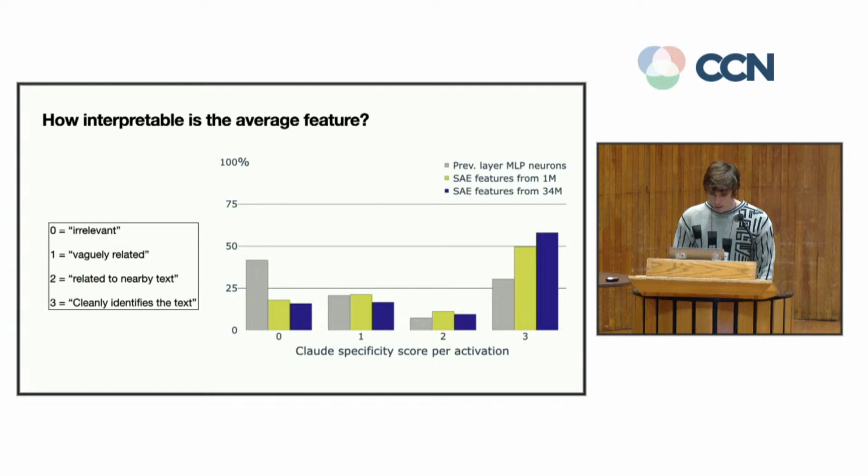If you're a careful listener, you might realize that this test measures the specificity of the features, but not their sensitivity. It tells you, when a feature activates, does the text have something to do with the interpretation? It doesn't tell you whether the feature always activates when the text has to do with that interpretation.